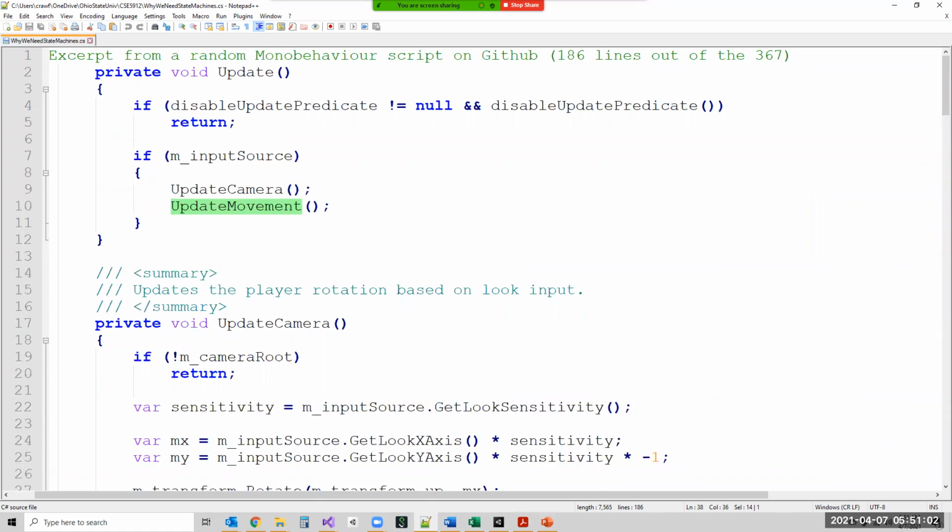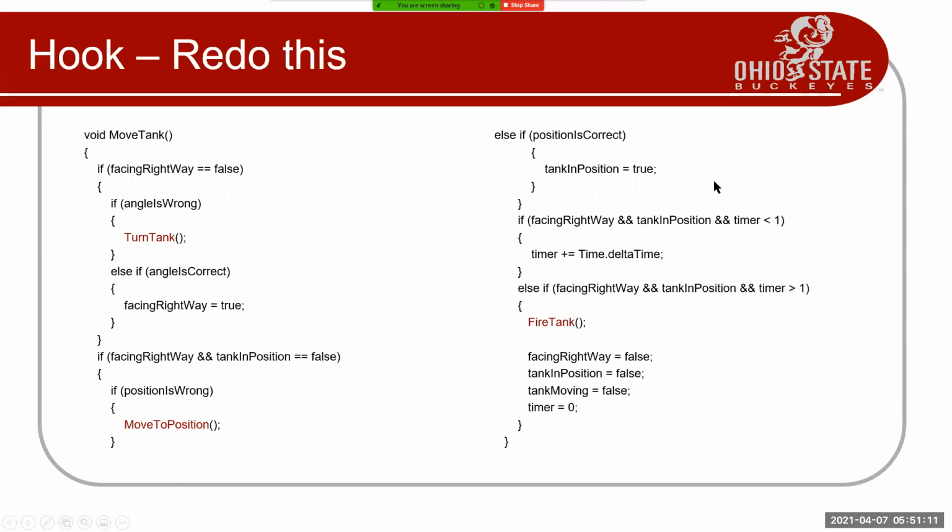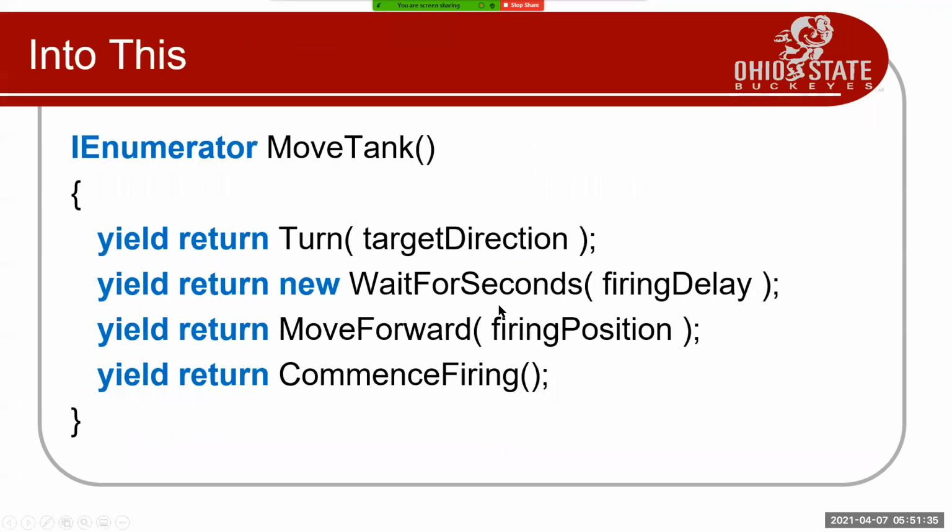And so what we want to do today is look at ways of how to make this better. We're going to work on a couple examples here that are even a little easier to understand, but this is still rather complicated. So here's an algorithm to move a tank in a game. Again, we have nested if statements of branching here that's pretty bad code. We're going to try to take this tank movement, which is going to turn it, move it to position, and then fire it, into something very simple: turn, wait a little bit, move forward, and commence firing.